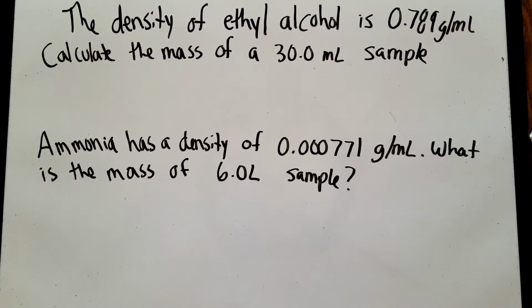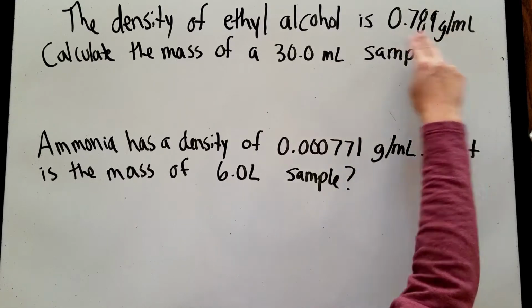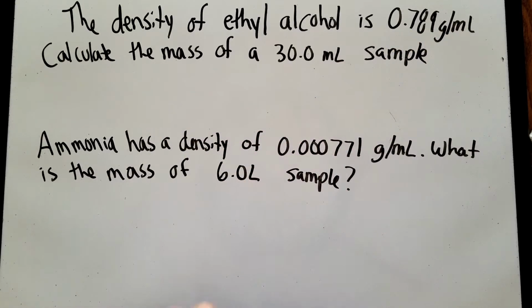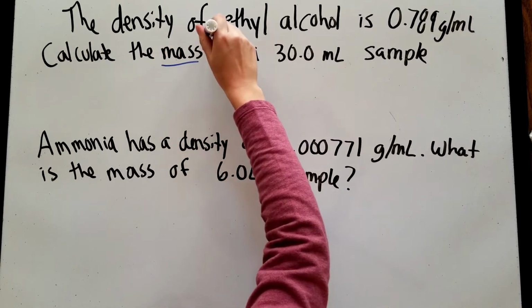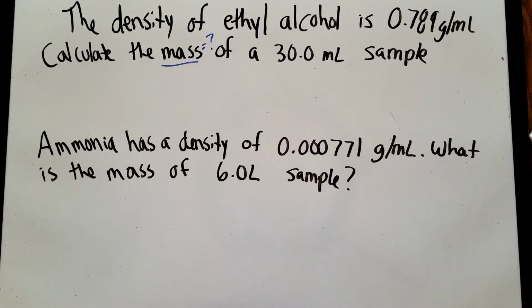Let's look at 2 more density problems. So the first one, we have the density of ethyl alcohol given here. Calculate the mass. So our mass is going to be our question mark now of a 30 milliliter sample.